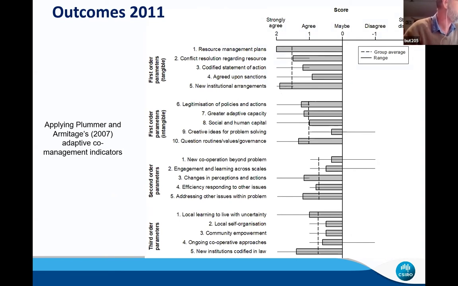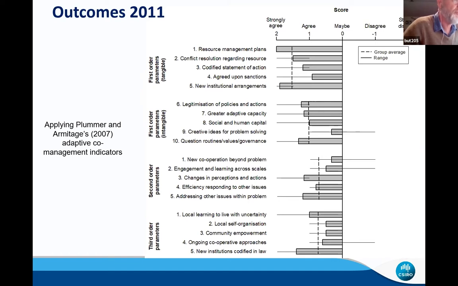And when we initially did this, we just used some indicators from Plummer and Armitage around adaptive co-management. And you can see here that we've got a list of indicators, and it's very similar to the last graph. We asked stakeholders when we interviewed them in 2011, 6 years after the process started. We asked them to score from 1 to 5, basically from disagree to strongly agree. And as you can see on the scale here, we actually changed the scale slightly, but it's still effectively the same story.